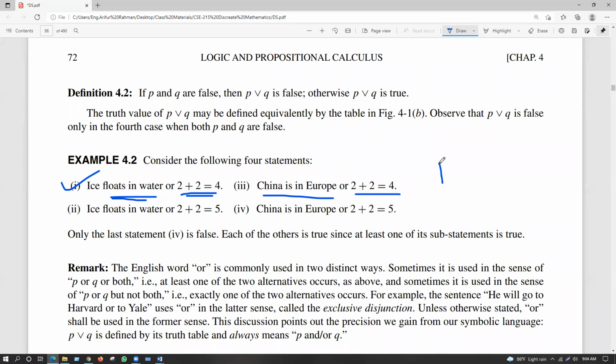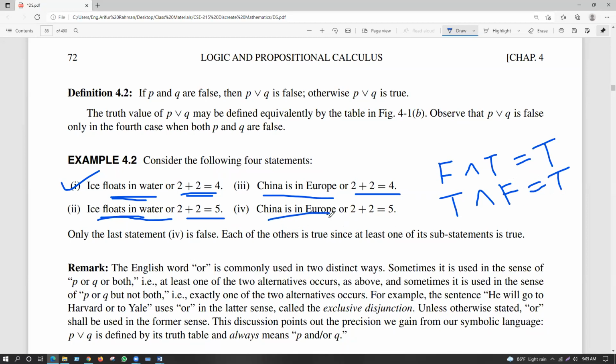So we say false disjunction true. That's true, right? At least একটা true হইতে হবে. So at least one value যদি true হয়, then we would say that statement is true. Next, ice floats in water or 2 plus 2 equals 5. In this case, the first one is true, the second one is false. So true disjunction false, that's also true.